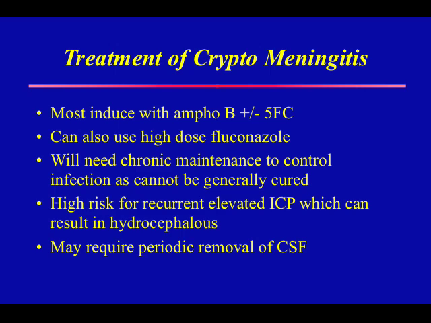Treatment. You start the induction phase for the first 2 weeks with amphotericin B, Abelcet, AmBisome, any of the ampho compounds, and 5-flucytosine as conjunction therapy. And after 2 weeks, you can switch to fluconazole for the maintenance therapy for another few weeks.